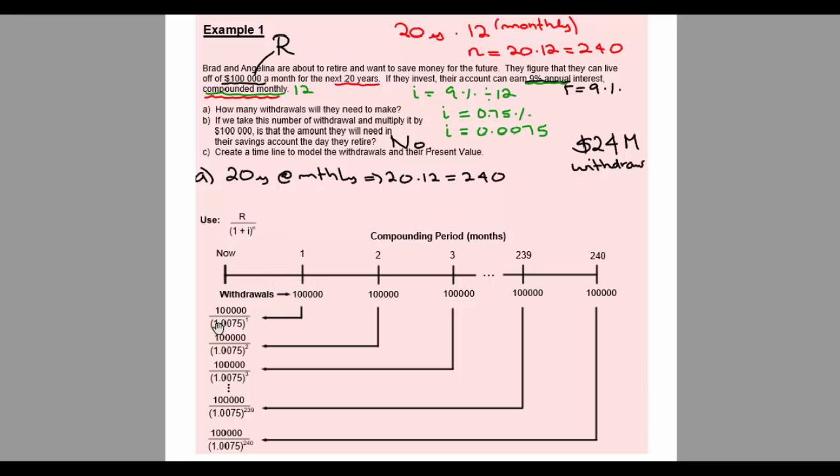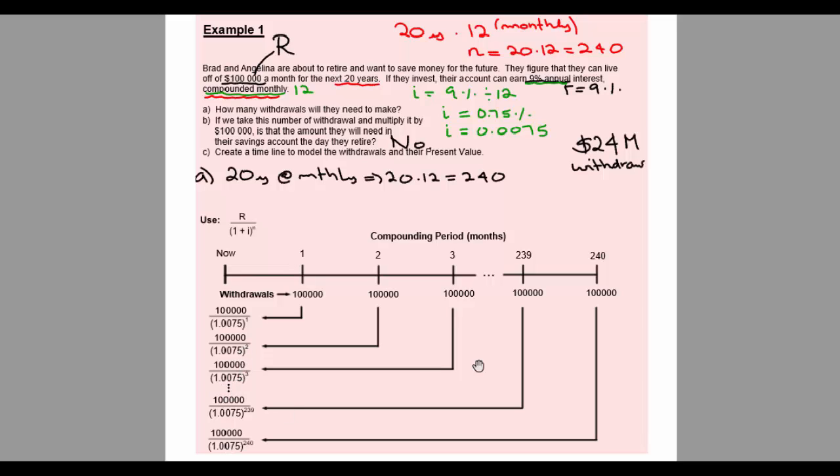That is not the 9% interest rate. Remember, that is i. i is 9% in this scenario, divided by 12 because of the compounding done monthly. And you generate your timeline. It's got the same pattern as last time. The first withdrawal loses 1 chance. This one has an exponent 2 for 2 chances of interest. 3, ... all the way to 240.